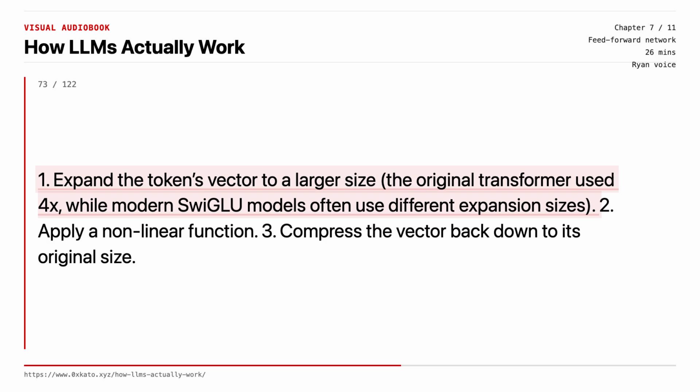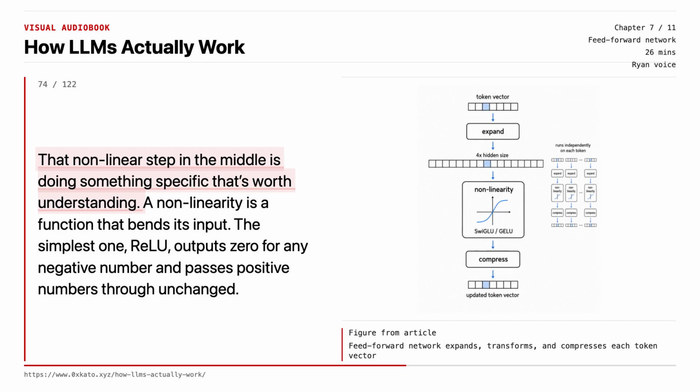1. Expand the token's vector to a larger size. The original transformer used 4x, while modern SwiGLU models often use different expansion sizes. 2. Apply a nonlinear function. 3. Compress the vector back down to its original size. That nonlinear step in the middle is doing something specific that's worth understanding. A nonlinearity is a function that bends its input. The simplest one, ReLU, outputs 0 for any negative number and passes positive numbers through unchanged.